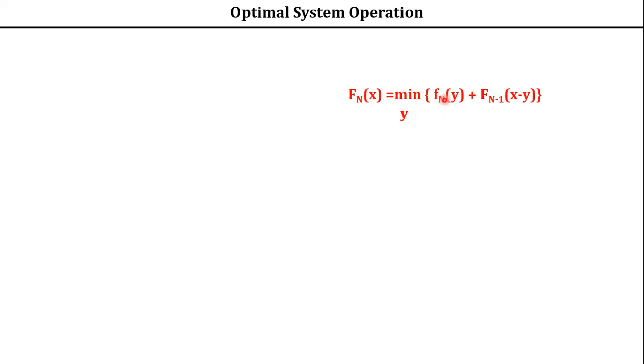If y load is taken by the nth unit, then n minus 1 units will take x minus y load. So what is this F_{n-1}(x minus y)? It is the minimum cost, capital F, in rupees per hour for generating x minus y megawatt by n minus 1 units. This is your recursive relation from dynamic programming.